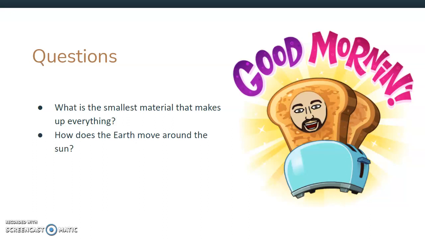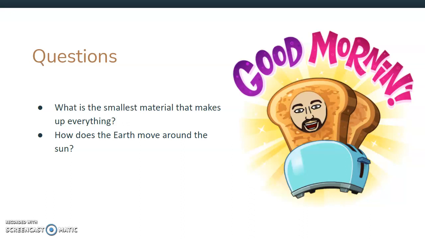Also, we'll talk a little bit about some revolution stuff today. So I'm curious, how does the Earth move around the sun? When we think about our planets, how do they work? Do they go in a circle? Do they go in an ellipse, which is kind of like an oval? Do they just stay stationary? So we'll talk a little bit about orbits as well.